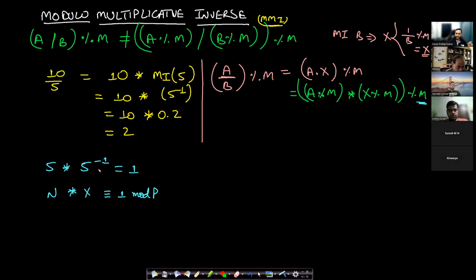So in the normal case, leaving out modulo, if I assume the multiplicative inverse of n is x, then n times x will be equal to 1. That is what I gave with 5 into 5 inverse. Now if it is a mod function, this changes to a congruent relationship with the mod. That is the difference between a normal multiplicative inverse and the modulo multiplicative inverse.